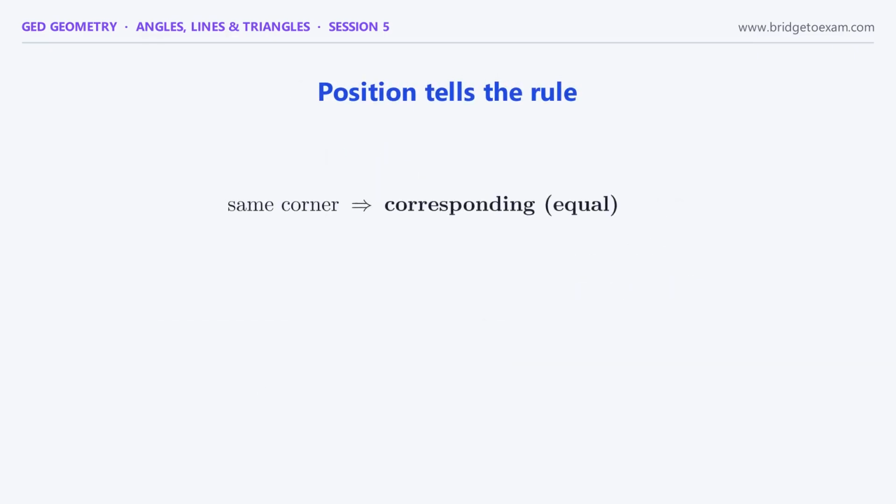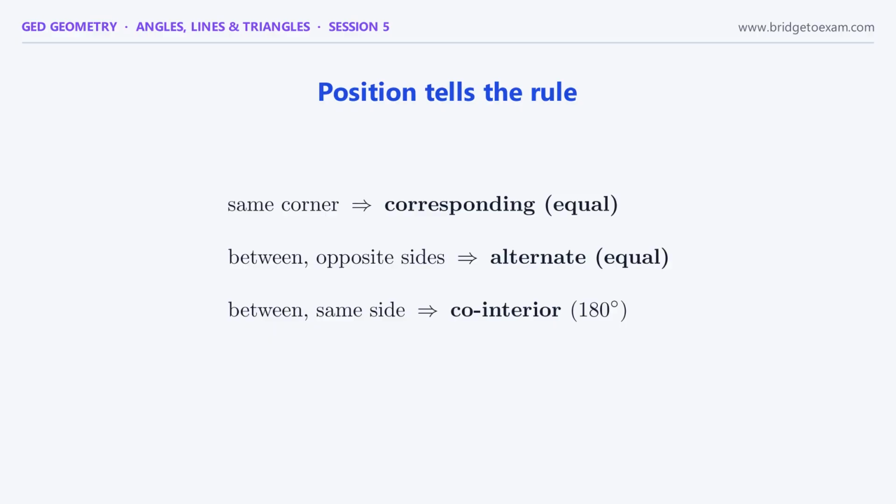Here's a reliable, no memorization way to spot the pairs. At each intersection, picture 4 corners: upper left, upper right, lower left, and lower right. Corresponding angles occupy the same corner at both intersections. Alternate interior angles are between the lines on opposite sides of the transversal. Co-interior angles are between the lines on the same side. So you don't have to memorize a list of names. Just read the position, and the position tells you whether the angles are equal or supplementary.